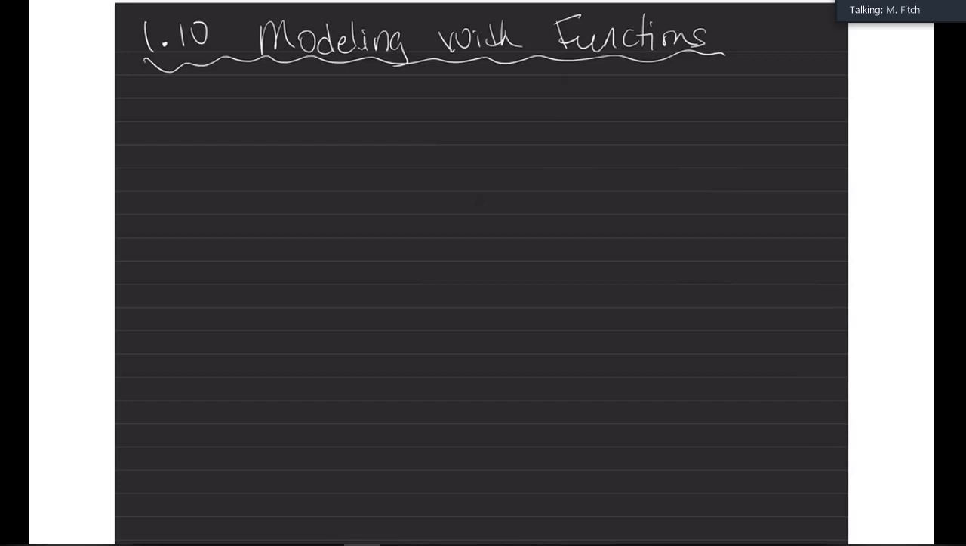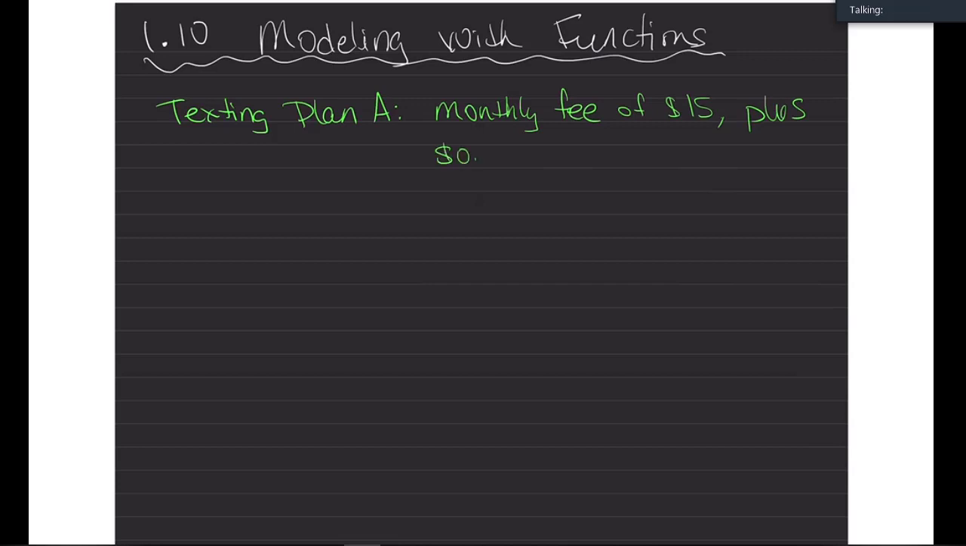So let's say we had a texting plan A. For texting plan A, you had to pay a monthly fee of, let's say, $15, plus 8 cents per text.